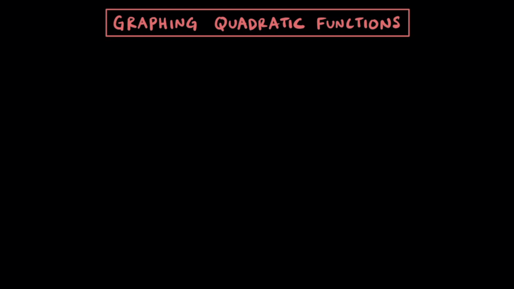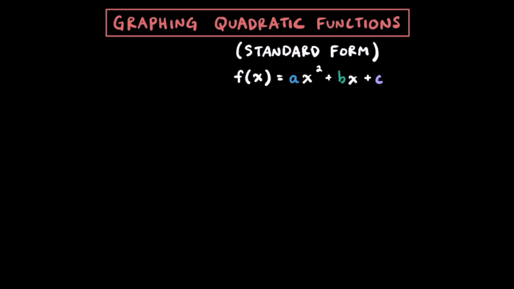In this video, let's talk about graphing quadratic functions. While the three main forms of quadratic functions are intercept form, vertex form, and standard form, in this particular video we'll focus on quadratic functions being graphed when they're in standard form. Quadratic functions written in standard form will look like f of x is equal to some constant a times x squared plus some constant b times x plus some constant c.